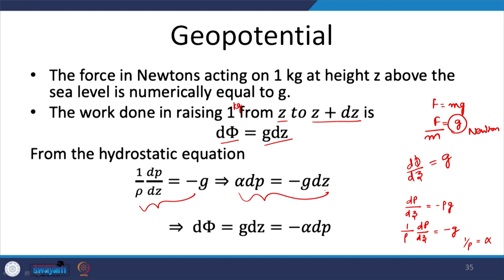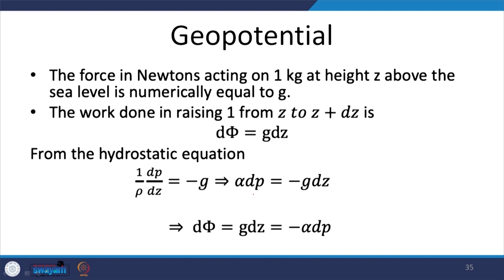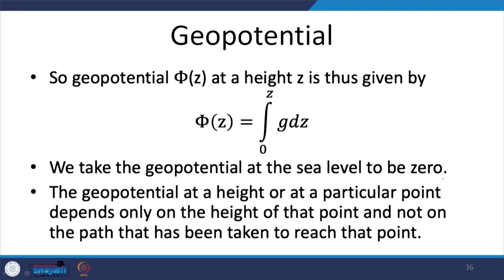So, this is still the hydrostatic equation, but we know that g dz is equal to d phi from this equation, right. So, we use this equation here. This is the hydrostatic equation. In the hydrostatic equation, you are making a substitution for dz from d phi. So, d phi is now equal to minus alpha dP, right. So, the change in the geopotential is equal to minus alpha dP.